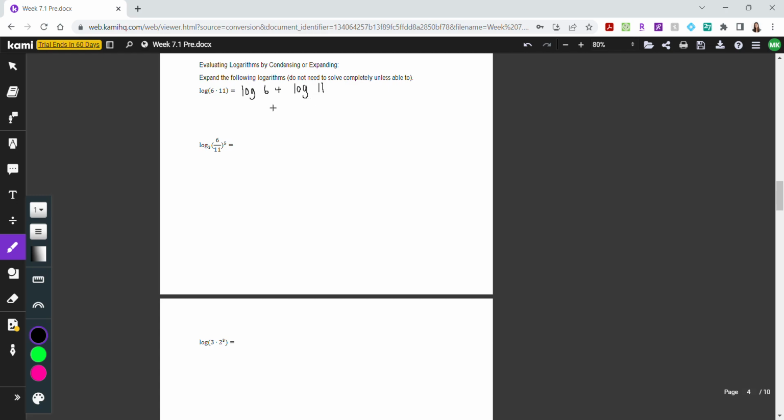But if it's 10, you can just simply write it as log. All right? All right, on to the next question. So now we have log base 3, 6 over 11 to the 5th.